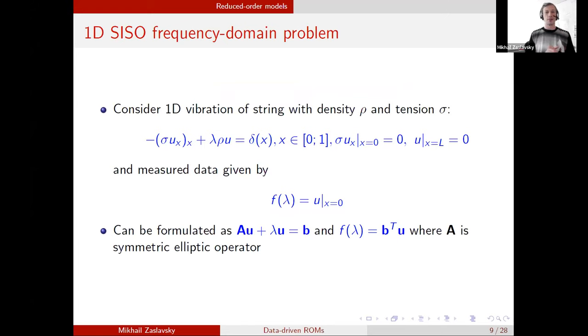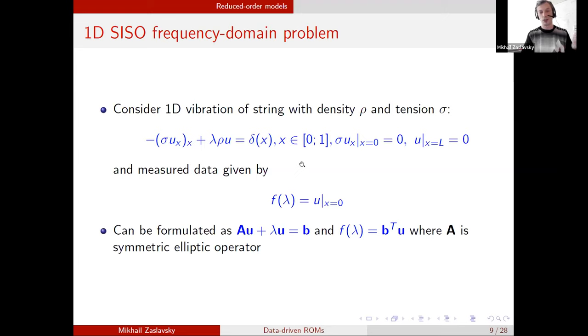So let's start with a model problem. We'll have this model problem throughout the entire presentation, but it's kind of simple. It's just one-dimensional vibration of a string with density rho and tension sigma. But it has physical meaning, because it's a one-dimensional wave propagation problem. Here I assume that the right end is fixed, and at the left end we put some force, a source term, and we consider it on the segment from 0 to 1.